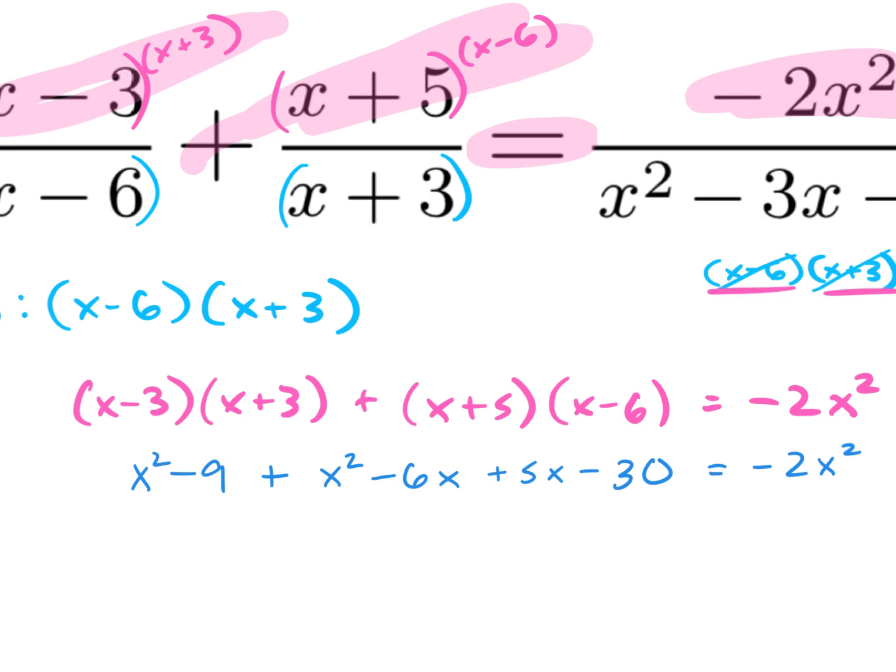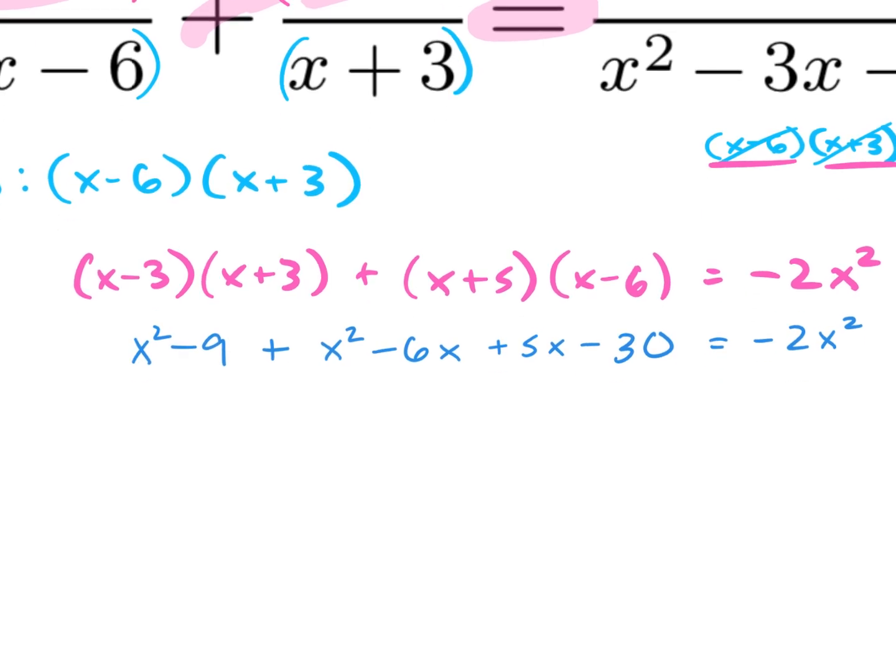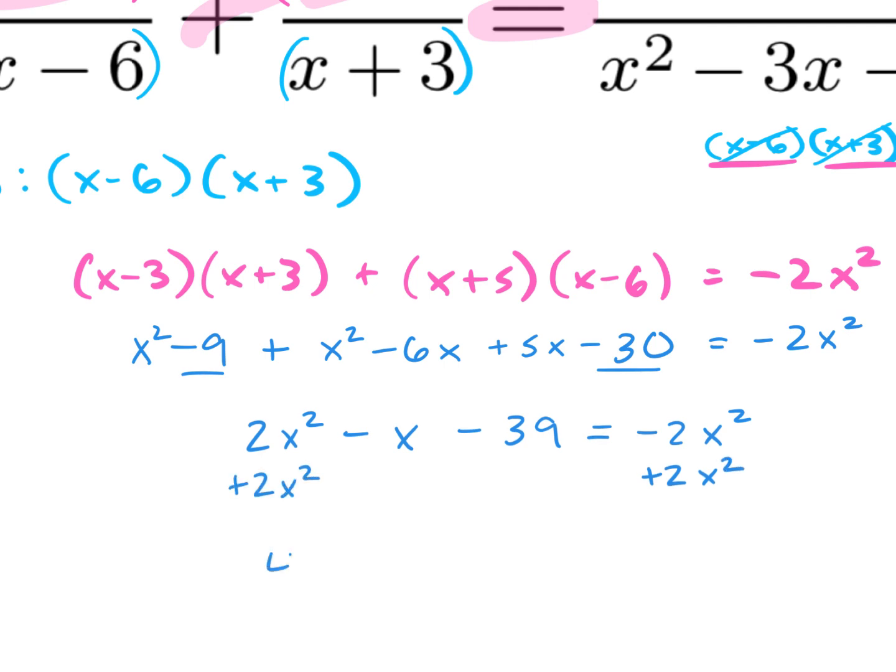What do we do next? Combine like terms. So on the left side, we get 2x squared minus x, and then minus 39 is equal to negative 2x squared. I'm going to move the negative 2x squared to the other side, so I'm going to add 2x squared. So we get 4x squared minus x minus 39 is equal to 0.